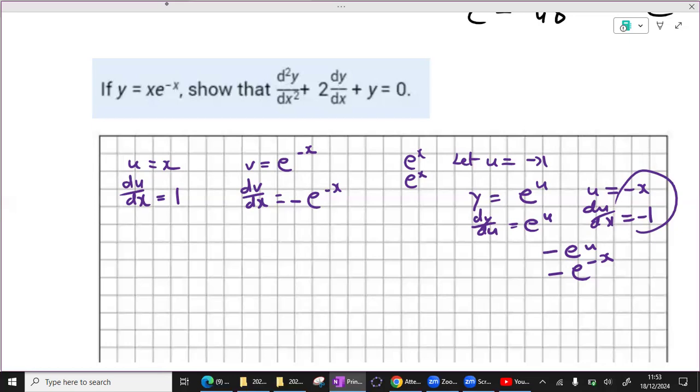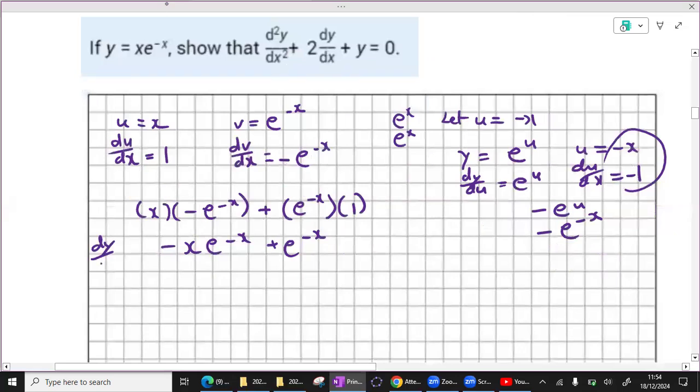Now, this is our product rule. So we're going to do our u times dv dx plus v times du dx, which is 1. So it ends up becoming minus x e to the minus x plus e to the minus x. So that's the first one. That's my dy dx done.